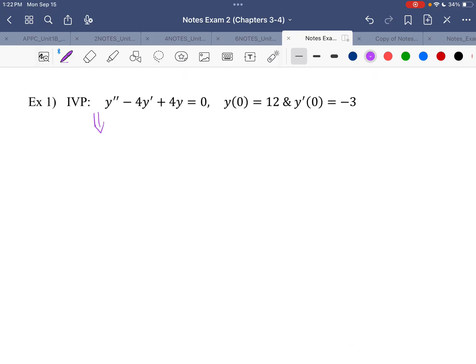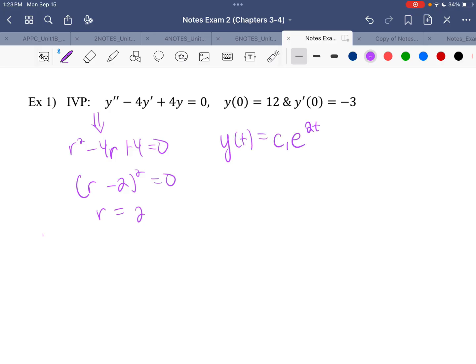Okay, so our characteristic equation, r squared minus 4r plus 4 is equal to 0. This factors into (r minus 2) squared. So r is equal to 2. So all you have to do is y of t is equal to c1 e to the rt plus c2 t e to the rt, where r is 2, so e to the 2t.